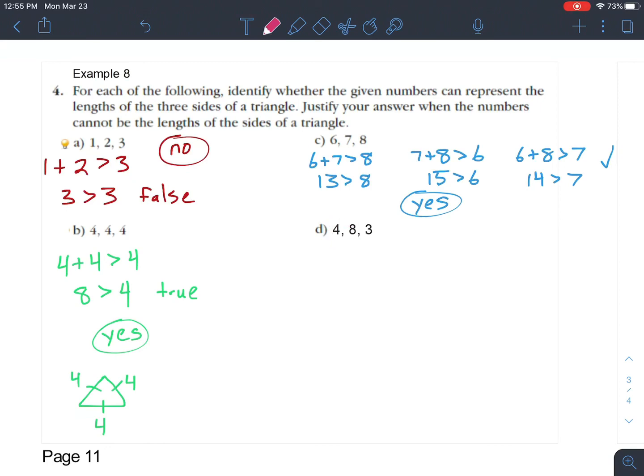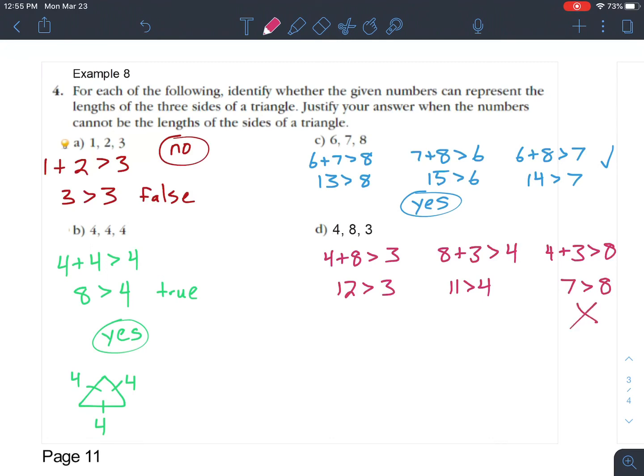So I'm going to start with the first one. Does 4 plus 8 end up being greater than 3? It does. We get 12 is greater than 3, so that's good. Then the second combination I'm going to do is 8 plus 3. And that is supposed to be greater than 4. We get 11 is greater than 4. That works. Finally, we have to test 4 plus 3 and check if that is greater than 8. And what happens is we actually get 7 is greater than 8, which is false. And so therefore, for this last one, no, a triangle cannot exist.